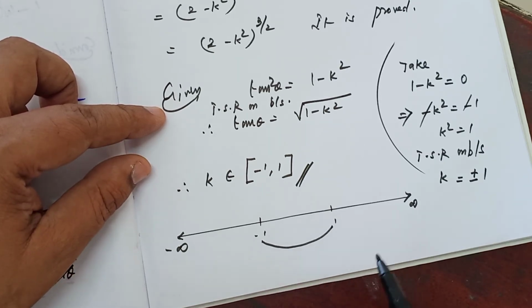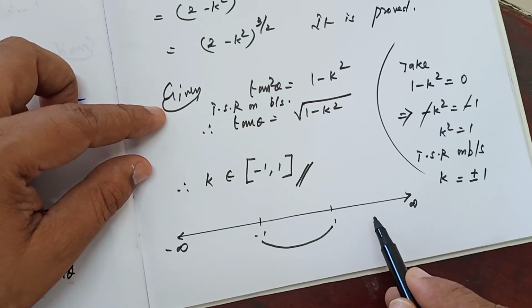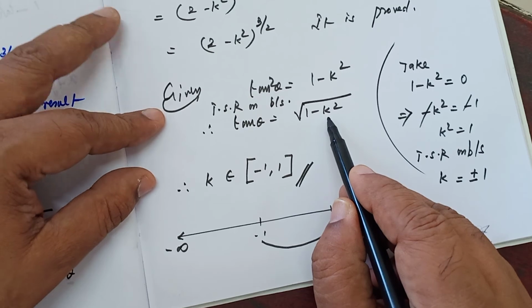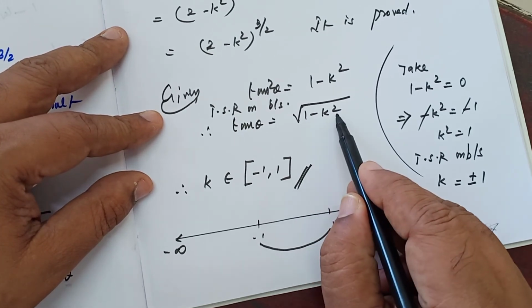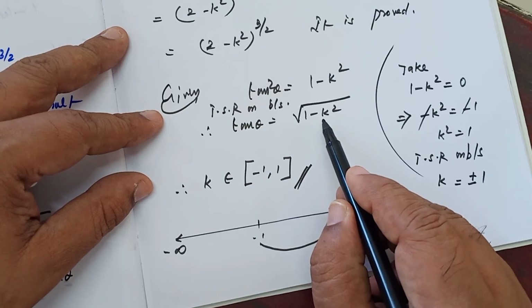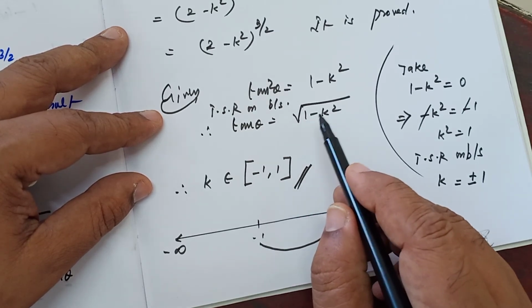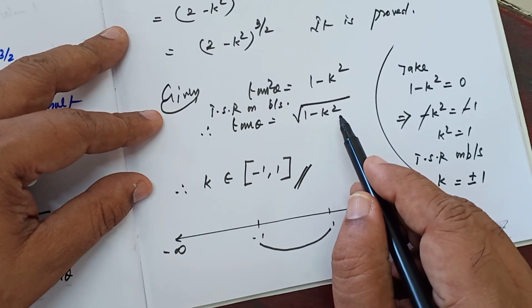We can verify. I take one number here, the positive numbers only here. I take number 2. If you replace k by 2 over here, 2 square is 4. 1 minus 4 is equal to minus 3. Inside the square root we have a negative number. Not possible. The square root of a negative number is an imaginary value.